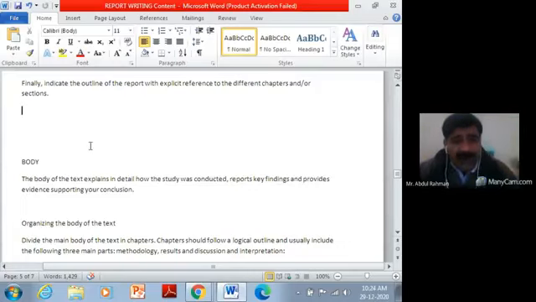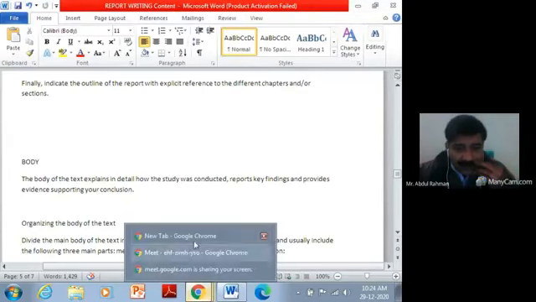Then we have got the body. The body of the text explains in detail how the study was conducted, reports key findings, and provides evidence supporting your conclusion.